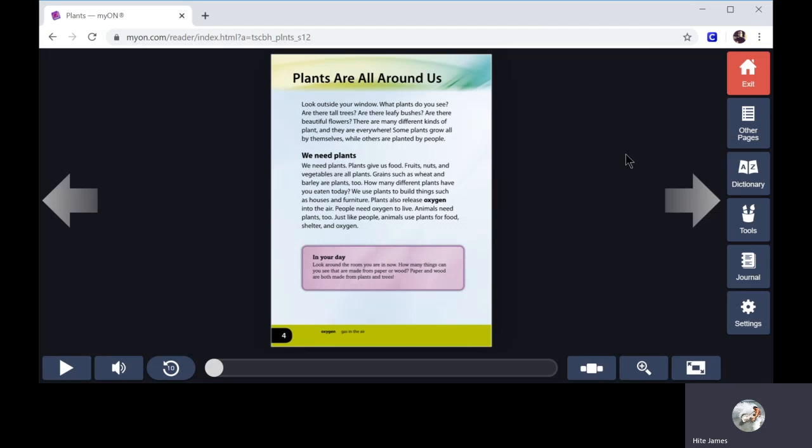Plants give us food. Fruits, nuts, vegetables are all plants. Grains such as wheat and barley are plants too. How many different plants have you eaten today? We use plants to build things such as houses and furniture. Plants also release oxygen into the air. People need oxygen to live. Animals need plants too. Just like people, animals use plants for food, shelter, and oxygen.